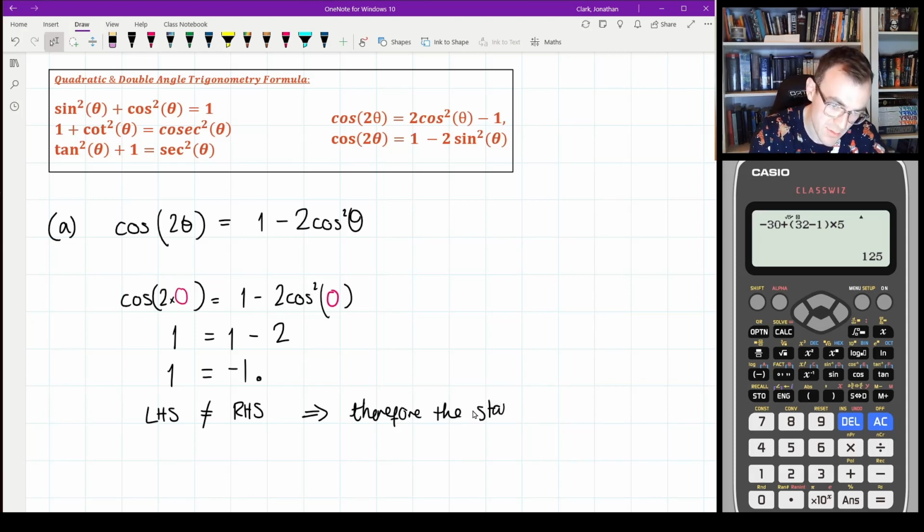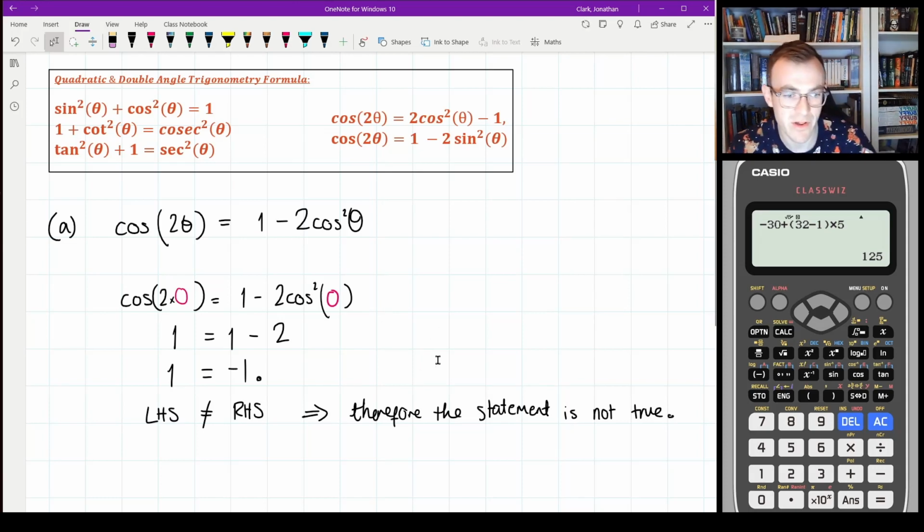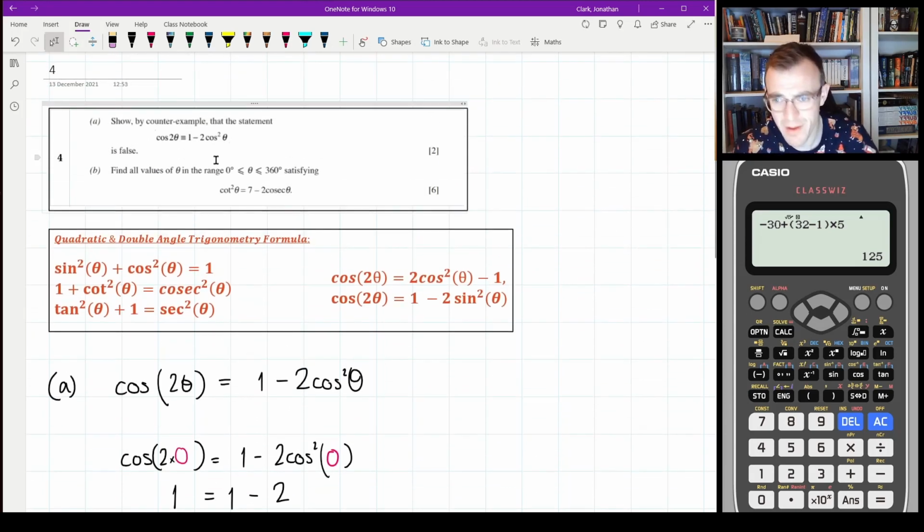So that means the statement is not true. Okay, so all you need to do for a counterexample is find one instance where it doesn't work. There might be some angles that you could plug in that it does work for. So just be aware that if it states a counterexample, you know it's going to be false, you just have to plug in a value to demonstrate it.